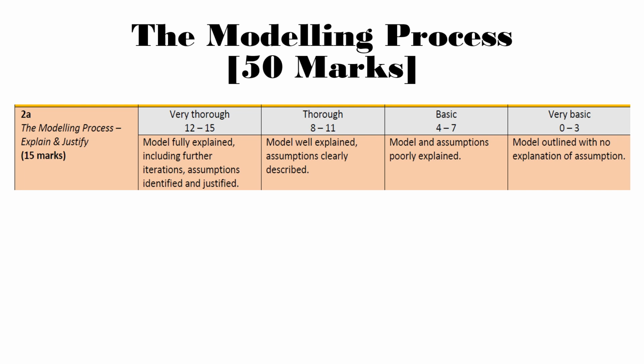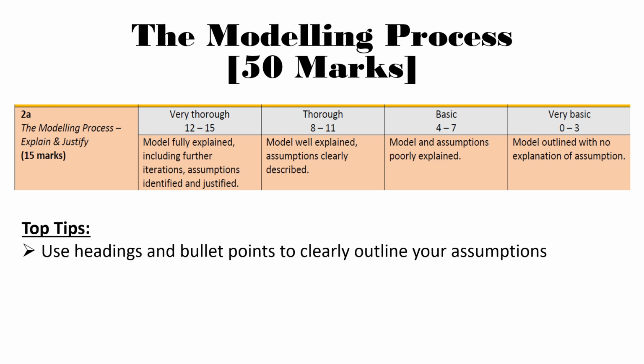So the first section here, the 2A, the modeling process, explain and justify. So we want to explain our model. We want to look at and explain the further iterations. We want to make sure we have our assumptions identified and justified. So some top tips. Again, use your headings. Bullet points to clearly outline your assumptions. We talked a lot about assumptions earlier in this video. Where you have assumptions that are for all iterations, you can state those at the start of this section. You can even include them in section 1. Then for each iteration, you can update your assumptions.